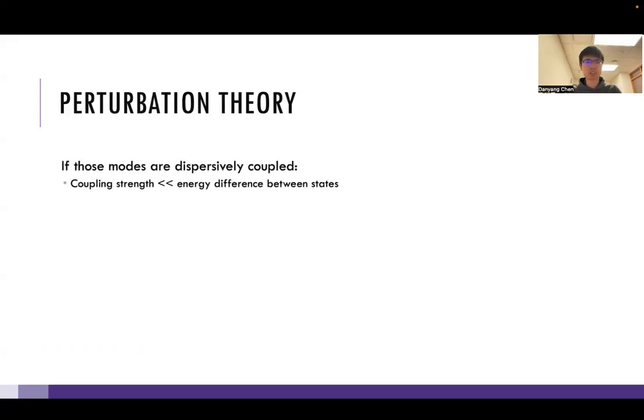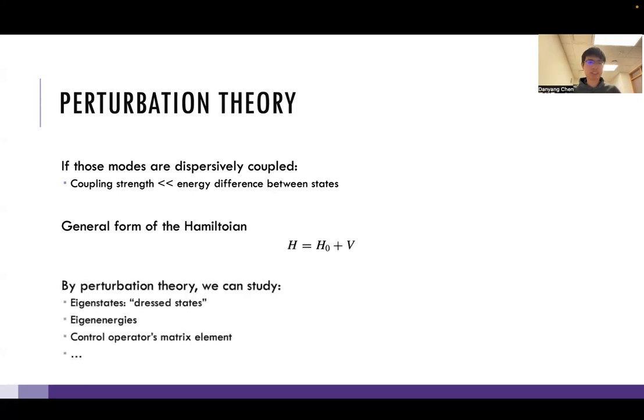If those modes are dispersively coupled, which means that the coupling strength is much smaller than the energy difference between modes, then the perturbation theory is valid. The general form of the Hamiltonian is, of course, the bare terms H0 plus the coupling term, which is pretty small. And by perturbation theory, we can study the eigenstates, which are also named dressed states. We can also study the eigenenergy and control operators' matrix element, etc.